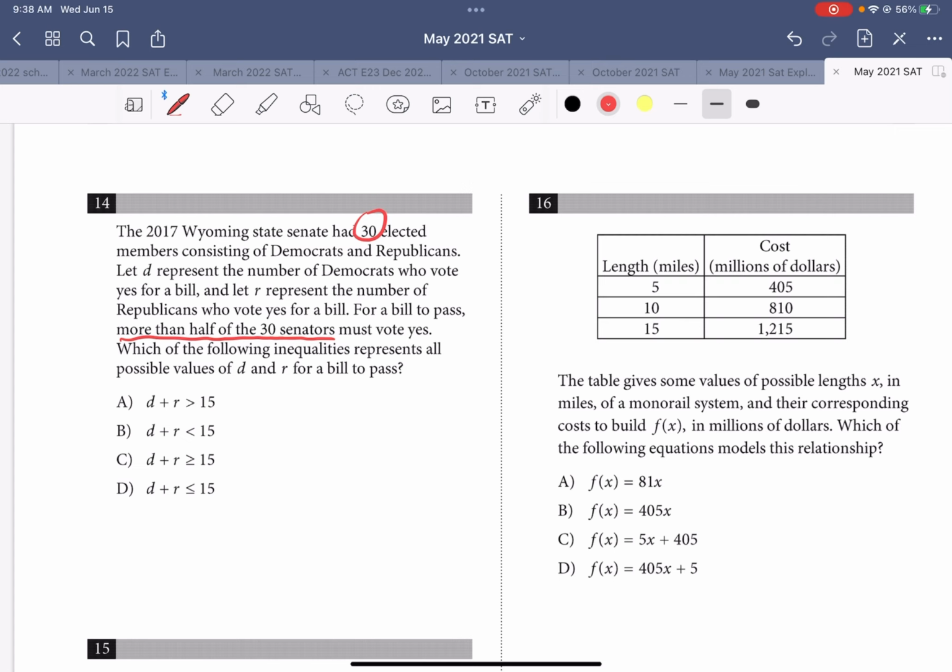So D plus R, the number of Democrats and the number of Republicans, that's the total number of senators voting yes. That's greater than half of 30, which is 15, right? So should it be A? Okay. In order to pass the bill, D plus R should be greater than half of 30, which is greater than 15.